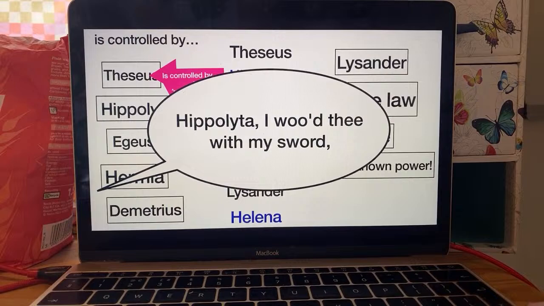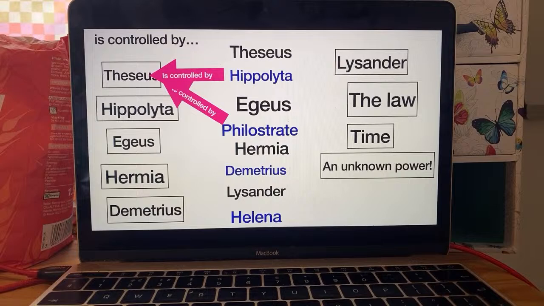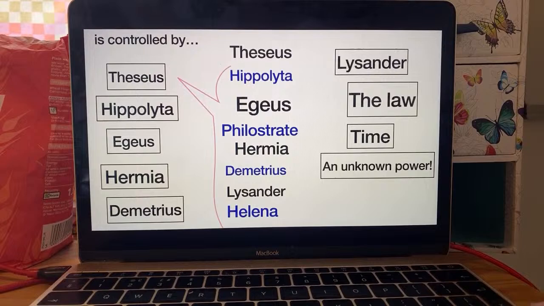Aegeus, who do you think Aegeus is being controlled by? I reckon angry dad. He wants to be in control, doesn't he? But I think it's quite obvious that he's been controlled by Theseus as well, because he's come to him for help. Should we just say everyone is being controlled by Theseus? Because Theseus is the Duke, yeah? So that clears that up.